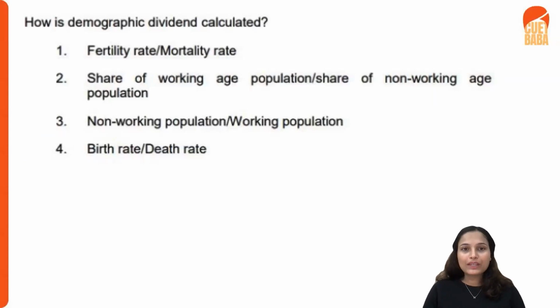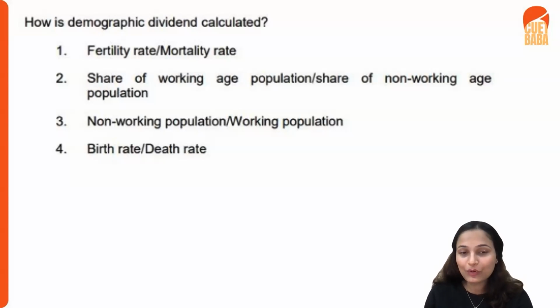So how is demographic dividend calculated? First one is fertility rate or mortality rate. Second is share of working age population or share of non-working age population. Third, non-working population upon working population. Fourth, birth rate and death rate. 15 seconds will be given to you to decide the right answer. Time ends. What is your demographic dividend? What is your correct answer? So here your correct answer is the share of working age population or share of non-working age population.